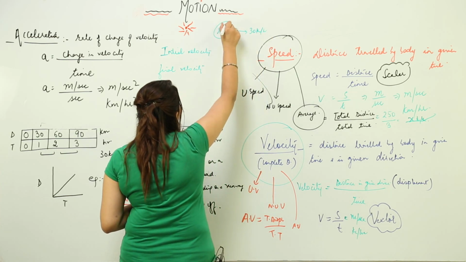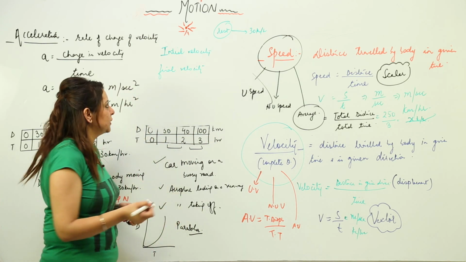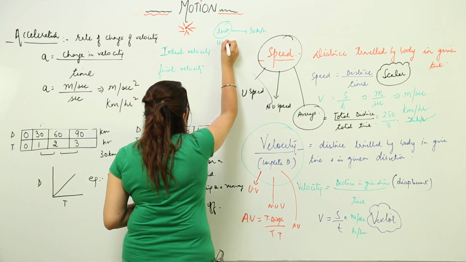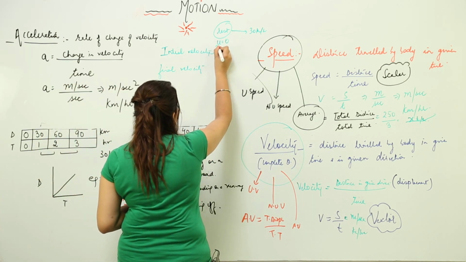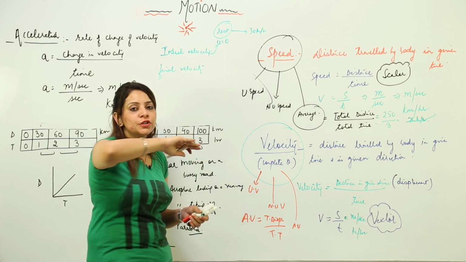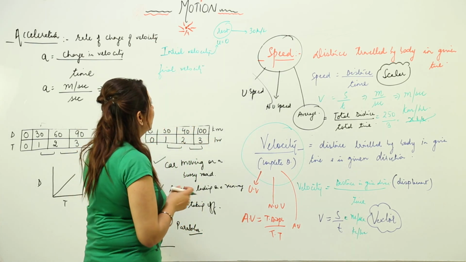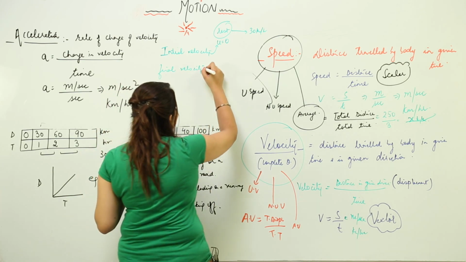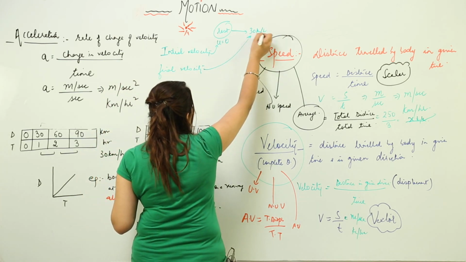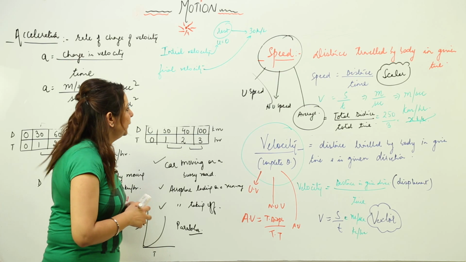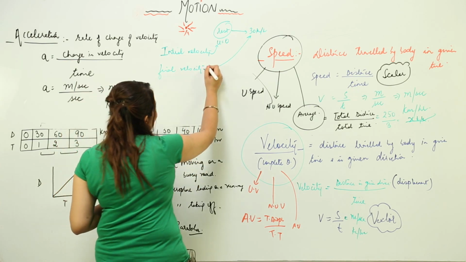So rest means it was not having any kind of velocity. So we say that initial velocity is 0, because initial velocity is noted by u and initial velocity is that which it possessed earlier. So it comes out to be 0. Final velocity is that which is the end one. So it comes out to be 30 km per hour, and it is noted by v.